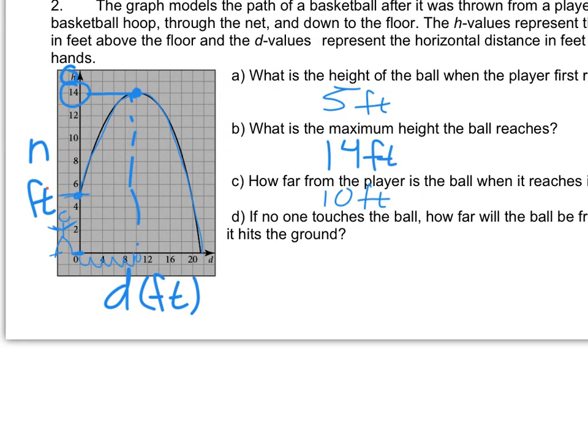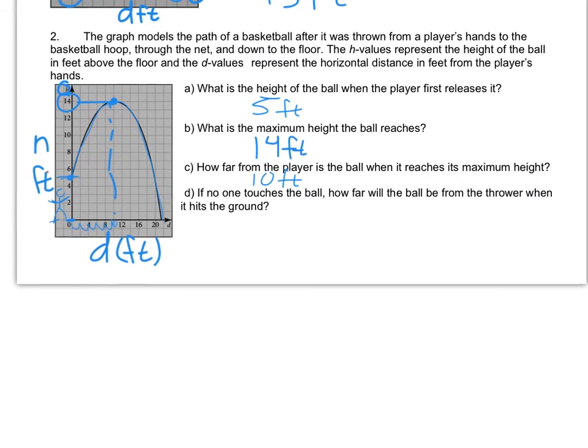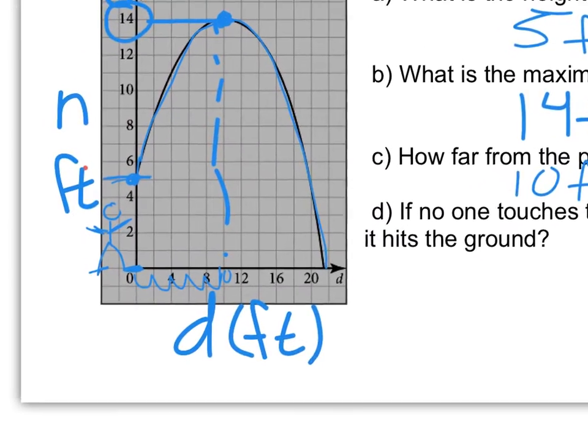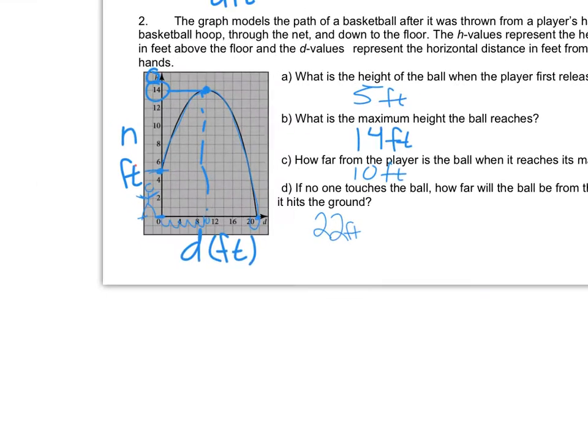If no one touches the ball, how far will the ball be from the thrower when it hits the ground? Again, we'll look at our graph. We'll zoom in for a second here. It hits the ground, and if every block goes by 2, so 20, 22. After 22, it'll be 22 feet away from the player when it hits the ground.